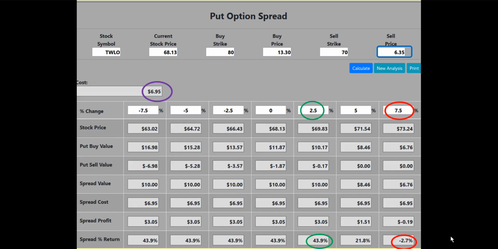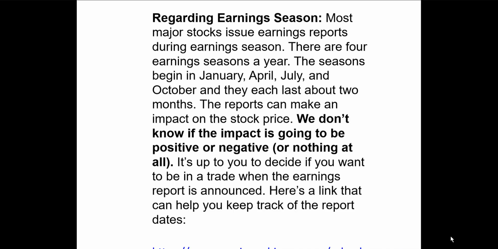The put option spread analysis calculator picture showed that the spread will make a 43.9% or $305 profit if the TWLO stock price increases by 2.5%, remains flat, or decreases in price when the options expire. If TWLO is up 7.5% at expiration, the trade will lose 2.7% or $19. Creating the debit spread will allow us to collect a $635 cash credit to our brokerage account for the sale of the 70 put. As we said on the previous slide, this reduces the cost of entering the spread to $6.95.